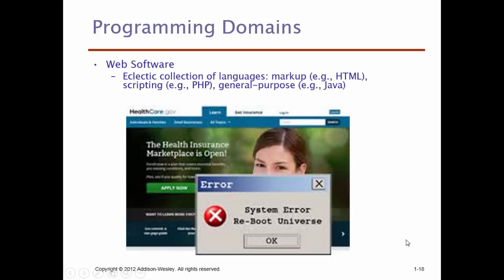The last area of programming language domains is web software. The World Wide Web is supported by an eclectic collection of languages ranging from markup languages like HTML, which is not a programming language, to general purpose programming languages like Java. But because of the pervasive nature and need for dynamic web content, some computation capability is often included in the technology of content presentation. Let me explain a little bit of what I mean.